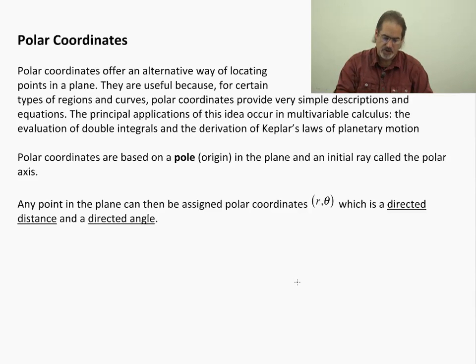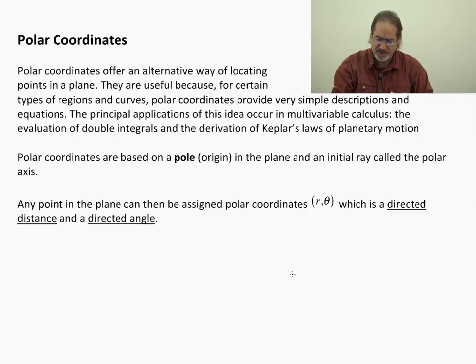Polar coordinates. Polar coordinates offer an alternative way of locating points in a plane. We're very familiar with the idea of Cartesian coordinates, where we just have an xy axis, and any point can be described by the x coordinate and the y coordinate. The polar coordinates are useful because of certain types of regions and curves. Polar coordinates provide very simple descriptions, and the equations are really very simplistic.